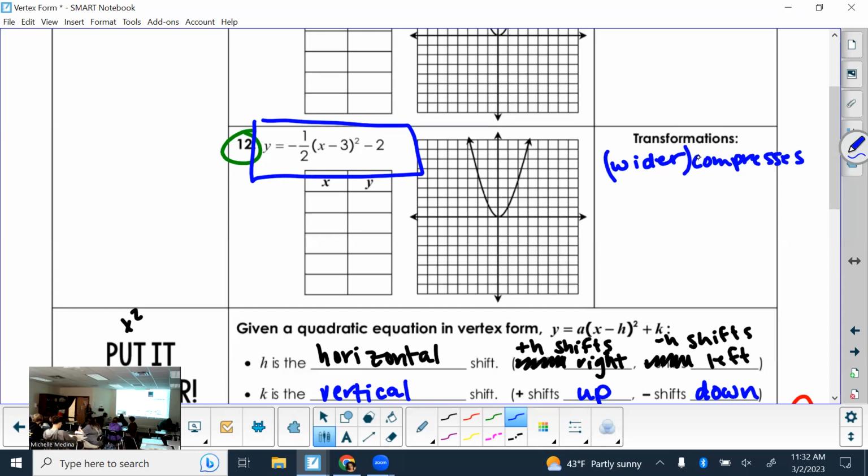Table 1, what's another transformation going on? It is reflected. Class, agree, disagree? How do you know if it's reflected? If the A is negative. So we fully conquered the A, right? If it's different than 1, then it's either being stretched or compressed. If it's negative, it's being reflected.